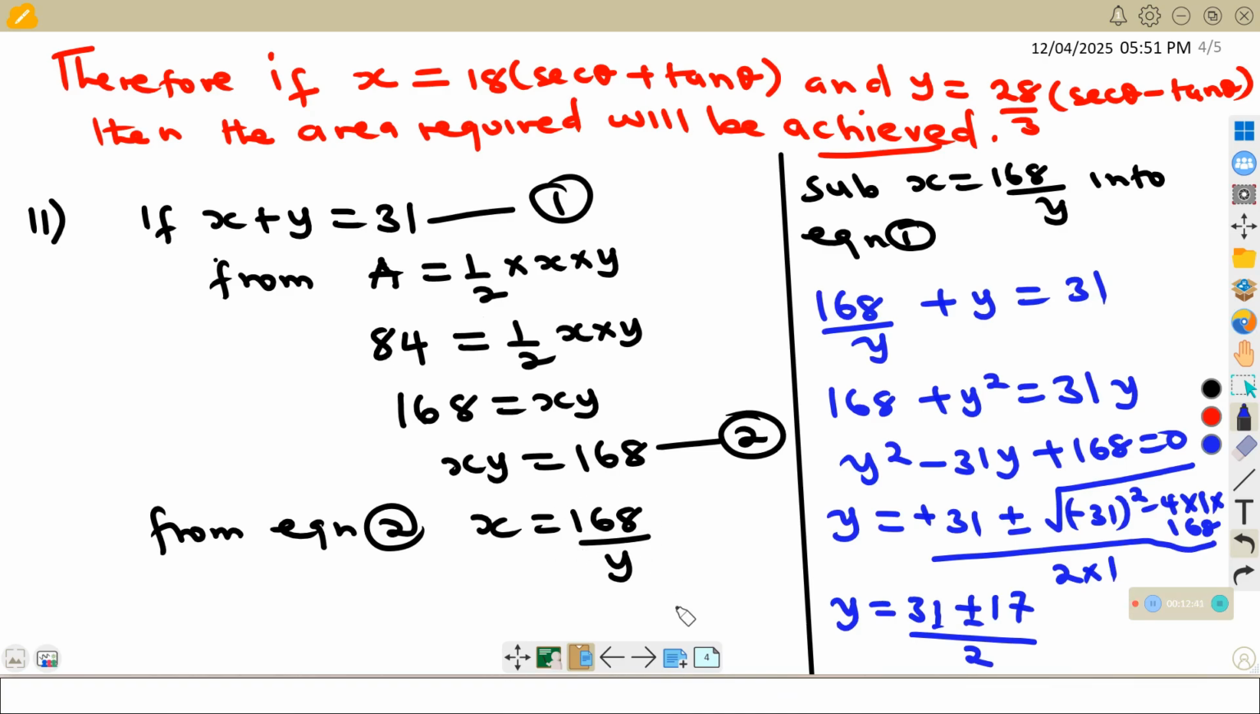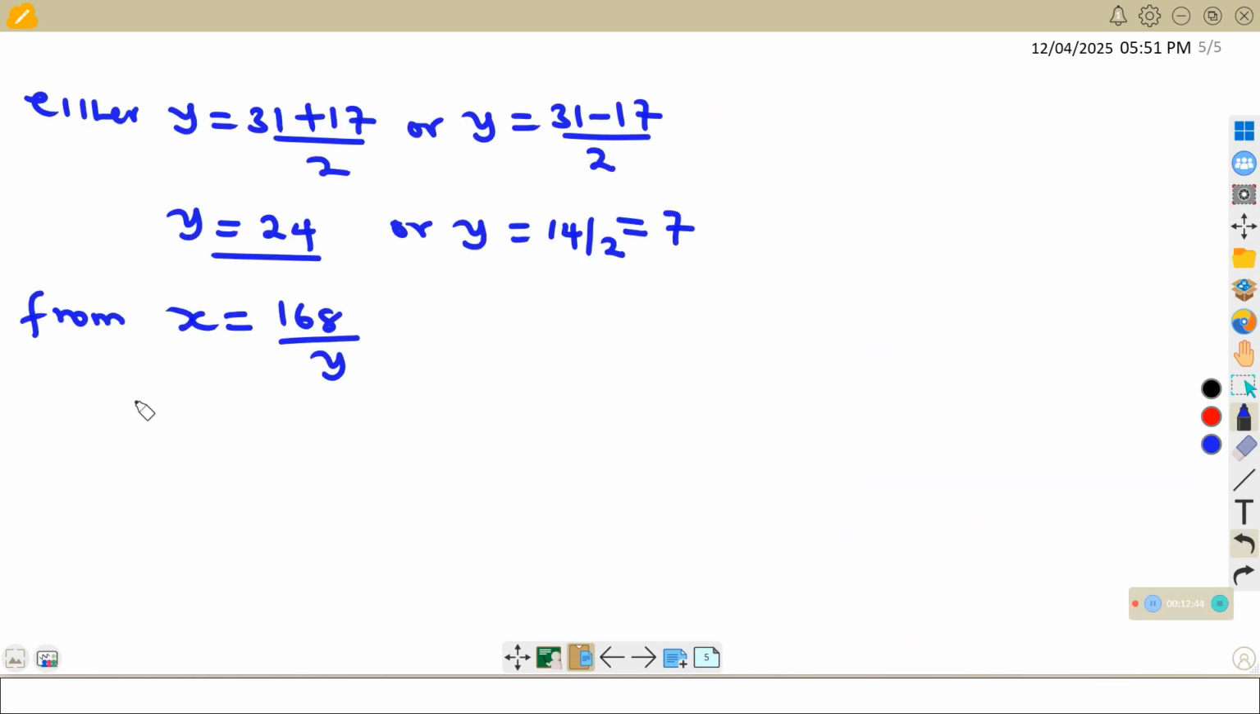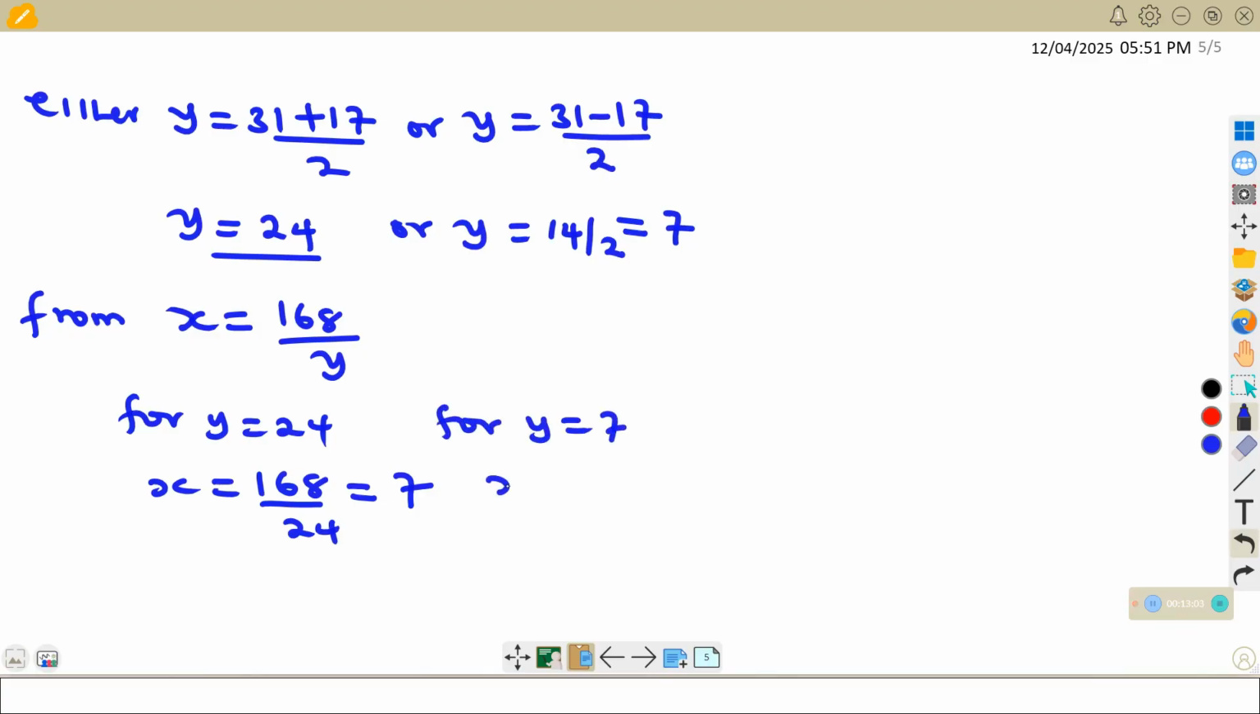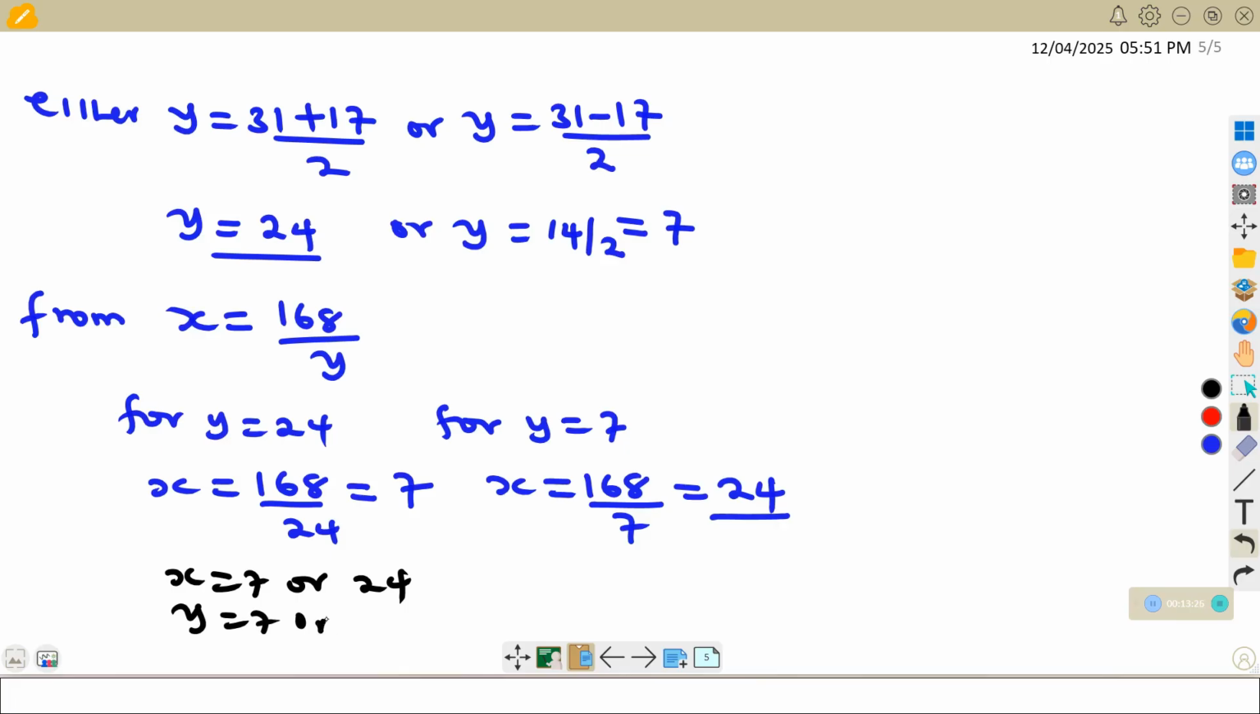We have it at this given point. So from x equaling that, for y equaling 24, then x will be 168 divided by 24, which is the same as 7. Or for y equaling 7, x will be 168 divided by 7, and this is 24. So we have the values of x as 7 or 24. We have y as 7 or 24.